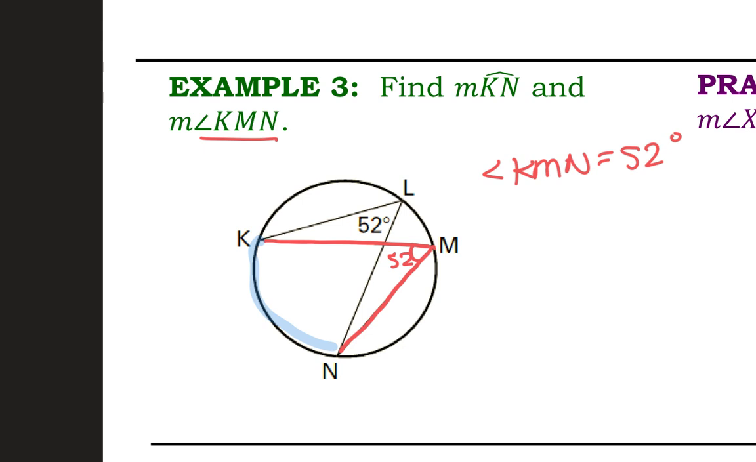Now, regardless, you can use either one. What should we do to that angle to find the arc? Double it. So 2 times 52, what does that get us? 104. And that would be the arc of K to N.